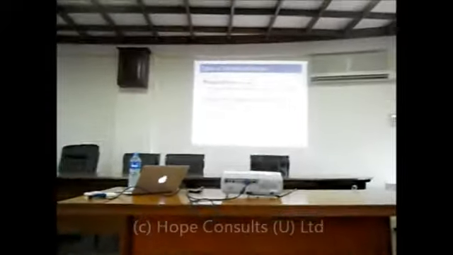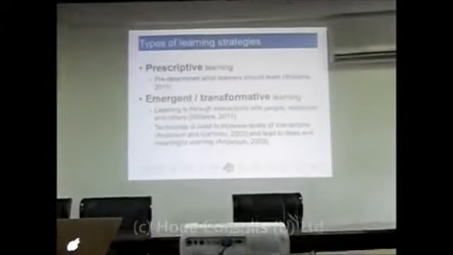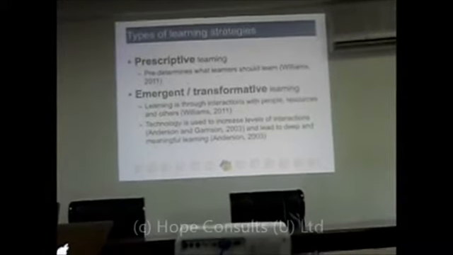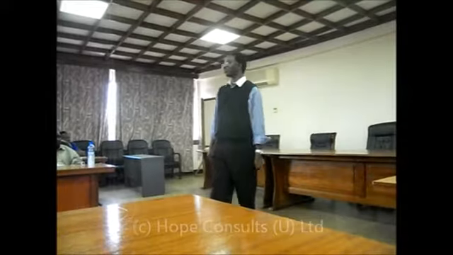We pieced that together with the learning strategies, which we saw from literature: what is referred to as prescriptive learning, which predetermines what learners should learn, which Williams talks about. In prescriptive learning, you assume that students don't know what they should know. So we decide in advance for them what they should learn. And then they come in, we don't even talk to them, we just give it to them. Day 1, day 2, day 3, and then we examine them.